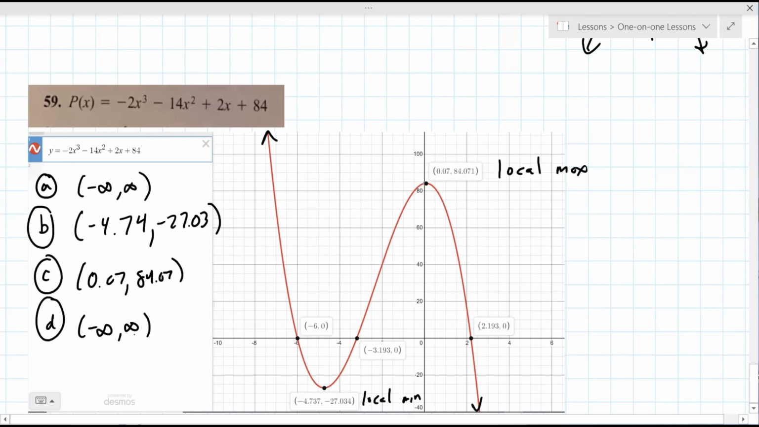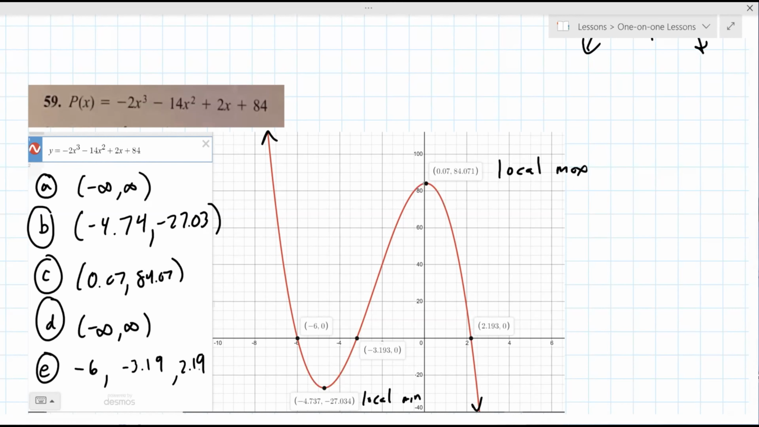All right. Okay. E, determine all intercepts. That's what's so nice about Desmos here, we got them all. It's -6, comma, -3.19 and 2.19. Just read them off the graph there.